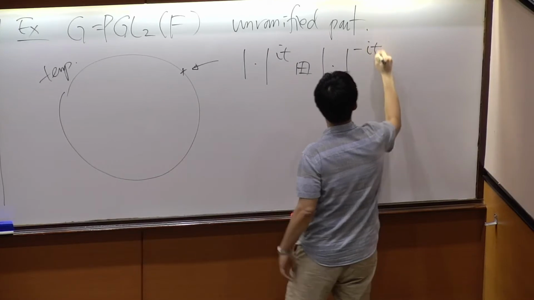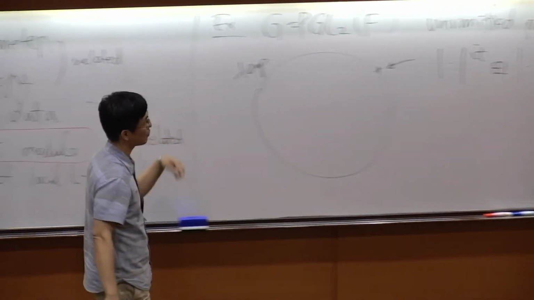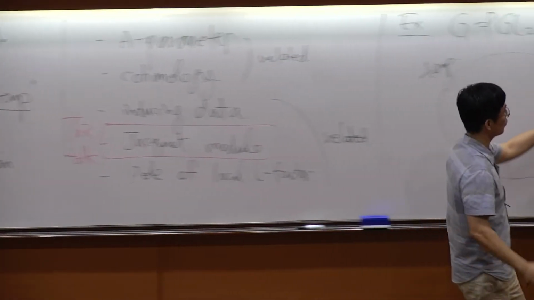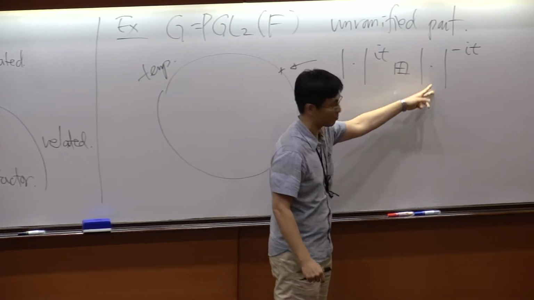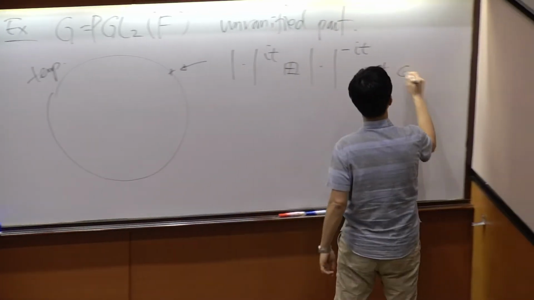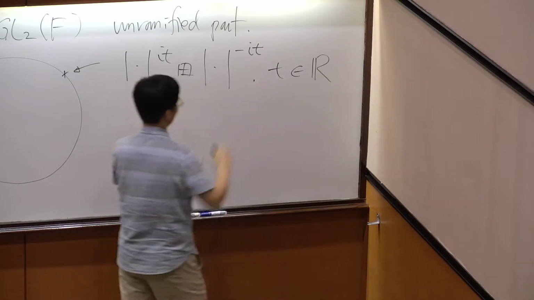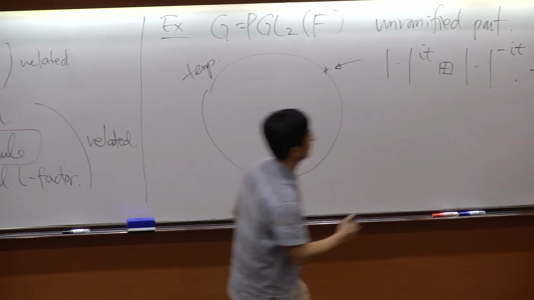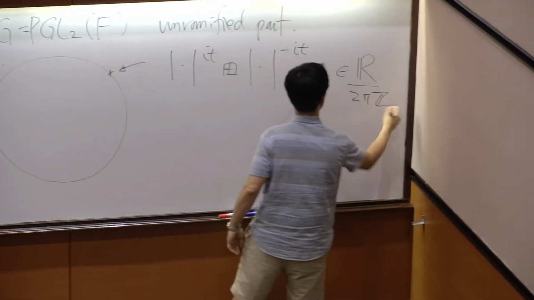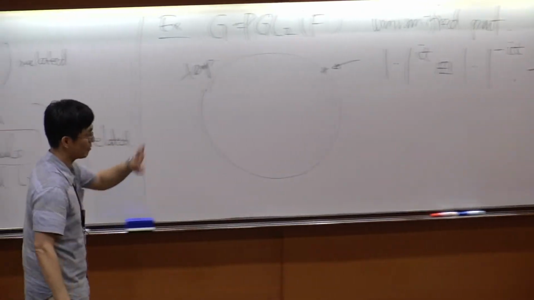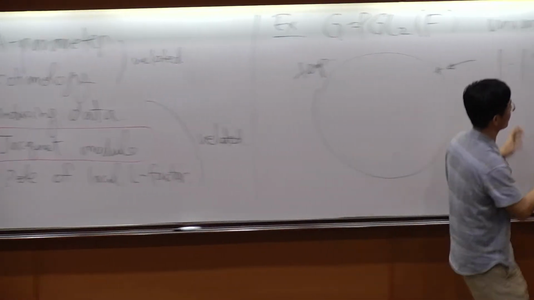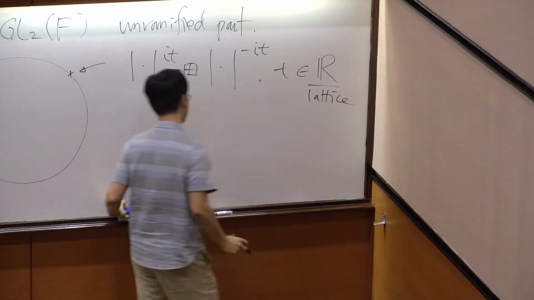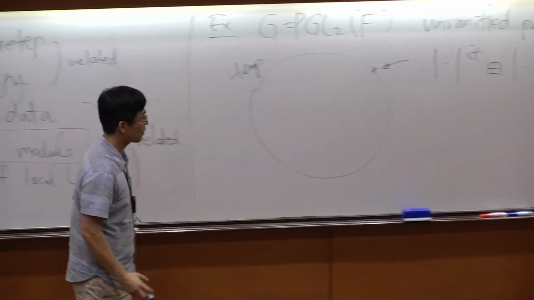Here's an explicit parameterization. There's a family of unramified tempered representations parameterized by those induced from the absolute value character to the it and the absolute value character to the negative it, where t is real. Maybe there's a suitable identification, like modulo 2 pi Z, or maybe I need a log, modulo some lattice.